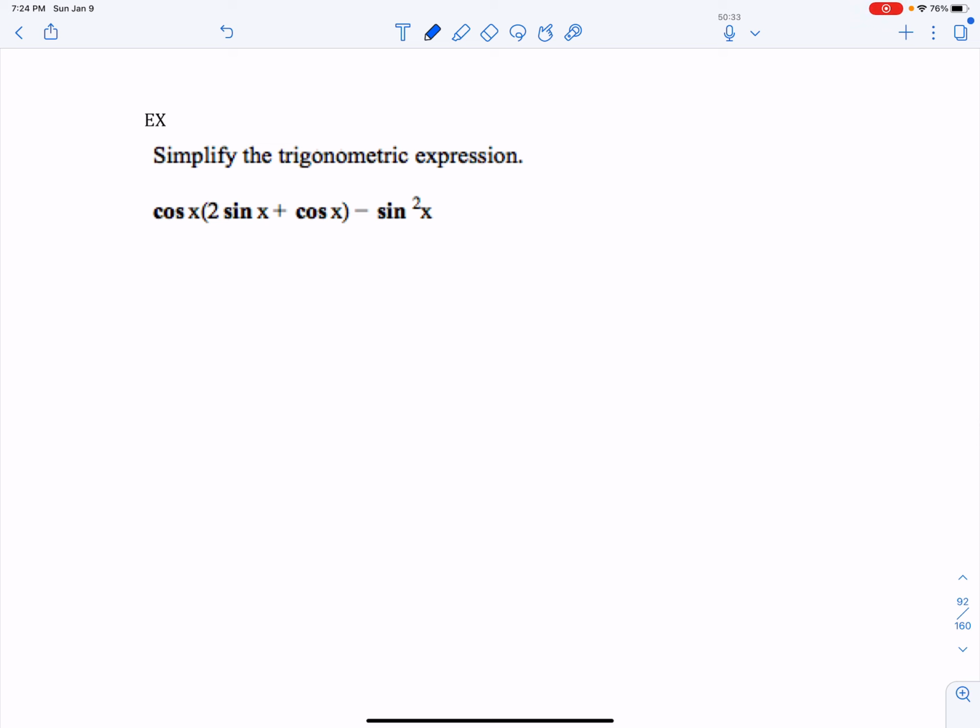And finally, this last example, and I think it's the last example, yep, it's the last example, I'm going to simplify the trigonometric expression by distributing cosine x first. So let's distribute. So if I distribute that, I get 2 cosine x sine x, and then plus cosine squared x minus sine squared x.